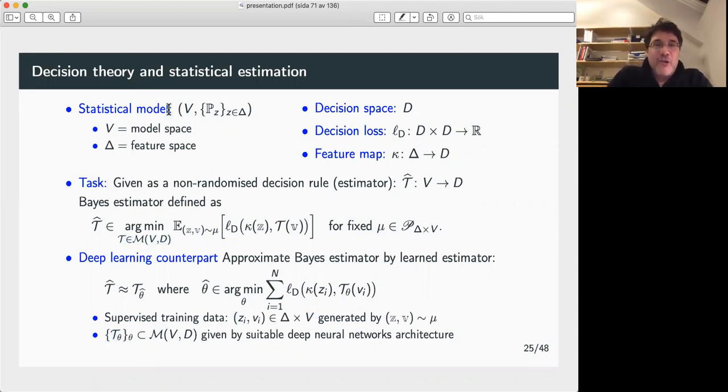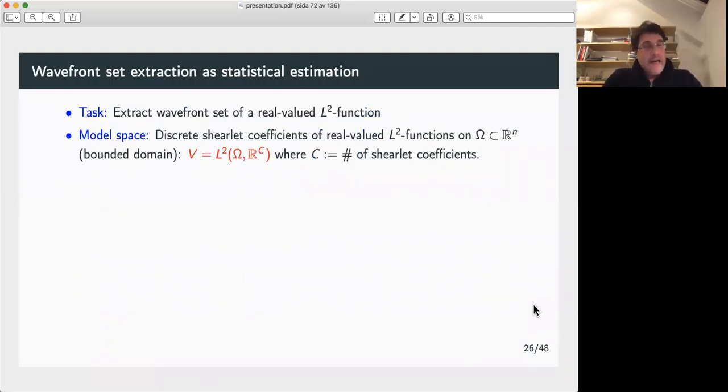So let's see now, by choosing V and D and L_D and so on appropriately, we're going to squeeze the notion of wavefront set extraction into this formalism. So the task now is to extract the wavefront set of some function. And in this context, it's going to be given in terms of its shearlet coefficients.